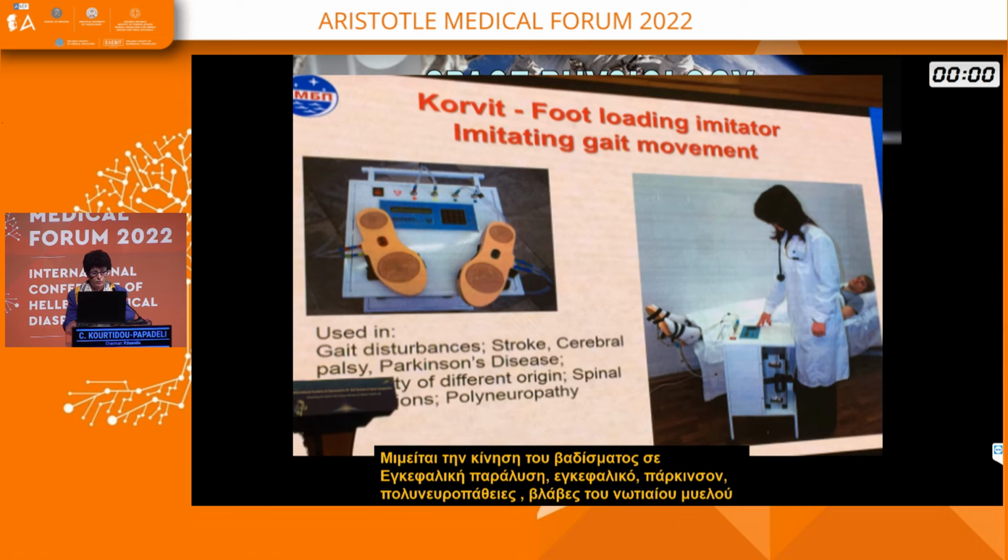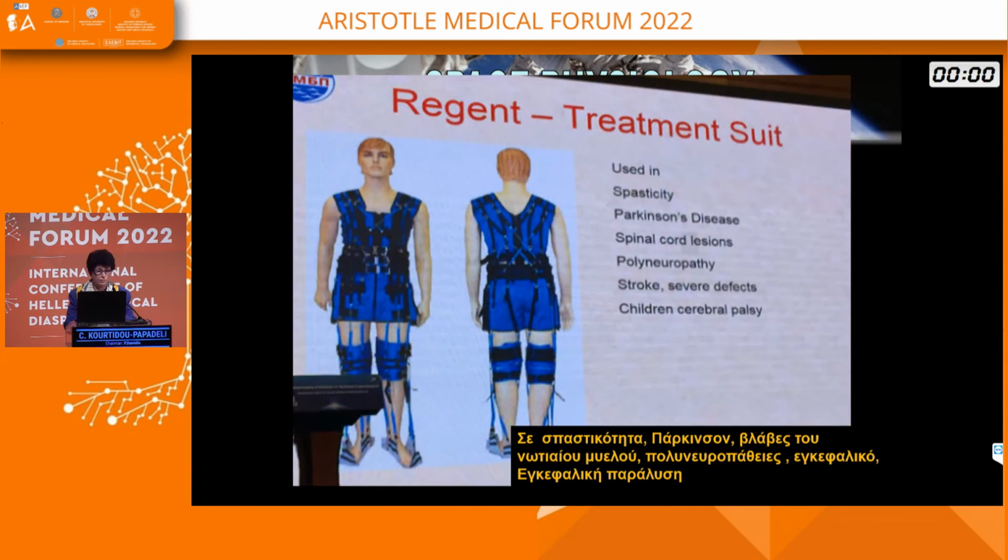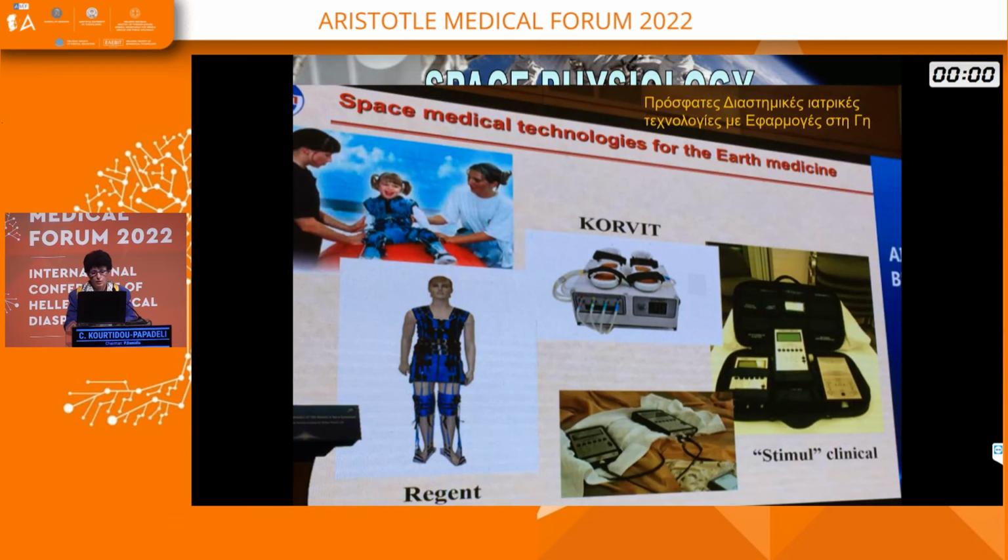This is very good for stroke, cerebral palsy, Parkinson, and all that. And the very good suit, the Regent suit. This is also very good. People who cannot walk, I mean, they're paralyzed, they wear this suit and they walk. This is incredible, all these devices.